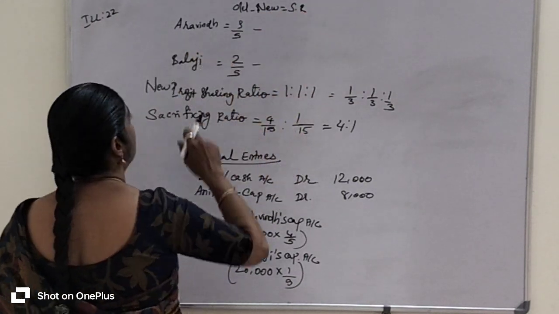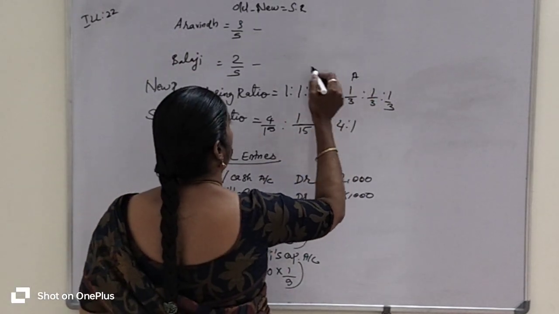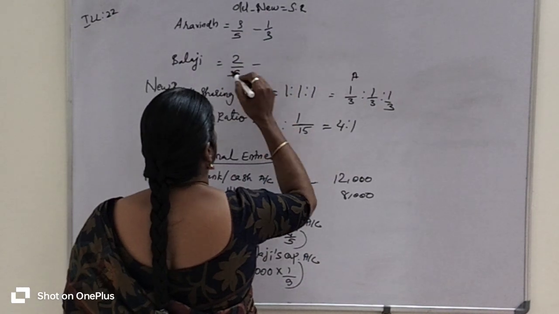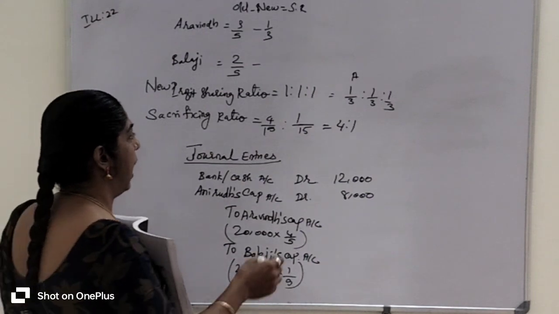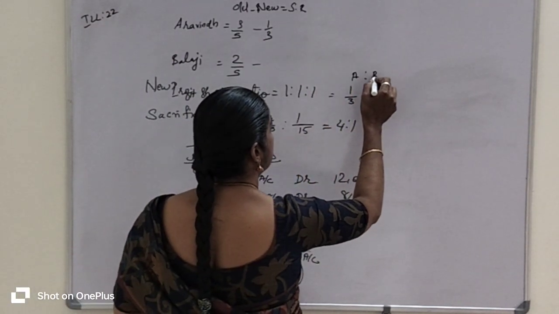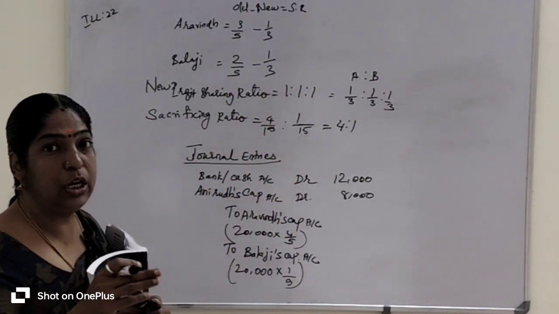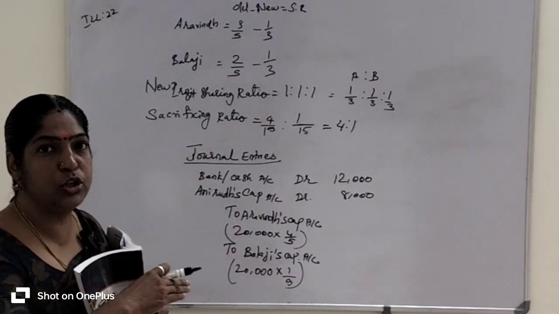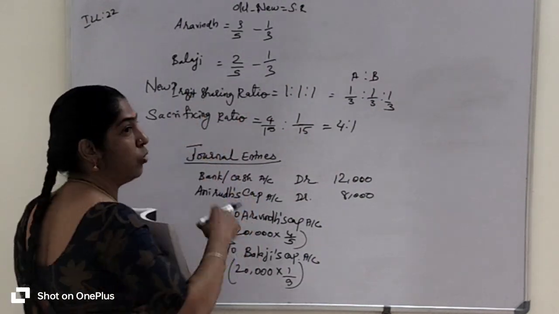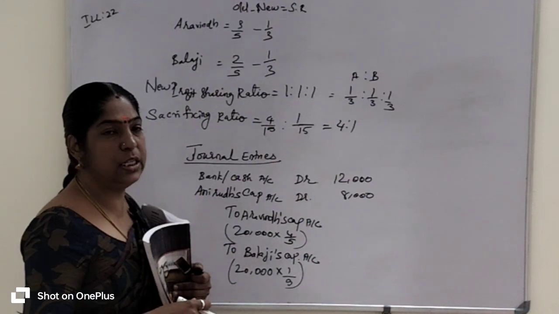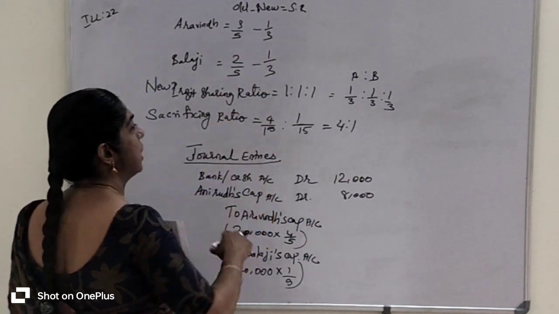So Aravind's old share is 3/5. Aravind's new share is 1/3. Similarly, Balaji's old share is 2/5 and Balaji's new share is 1/3. How can you find out? We need to differentiate between old share and new share, and you will get the sacrificing ratio. So for that we are going to subtract them from each other. We need to look at the denominators. Denominator has the difference value.